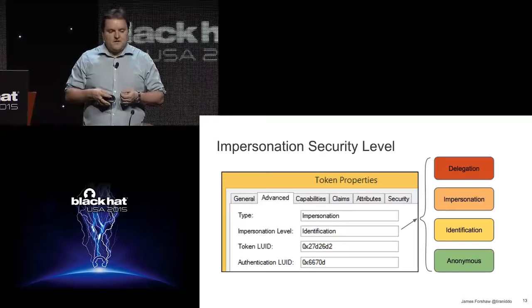So a real world example is this one. It's abusing CreateProcessAsUser. CreateProcessAsUser allows you to create a new process with a different primary token. And if you read the documentation, it explicitly pretty much says you need a handle to the primary token in order to create this new process.